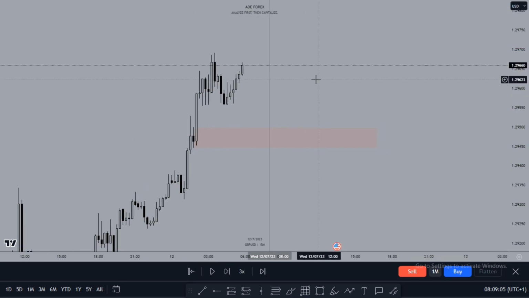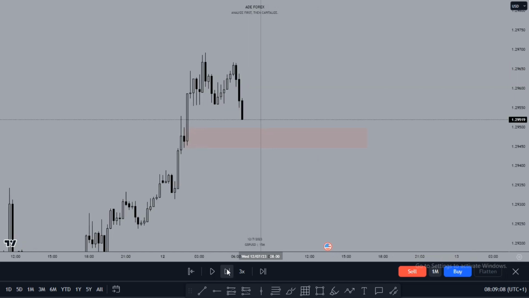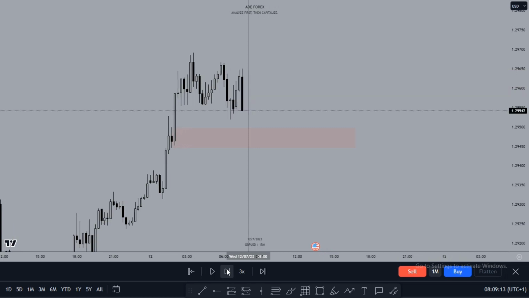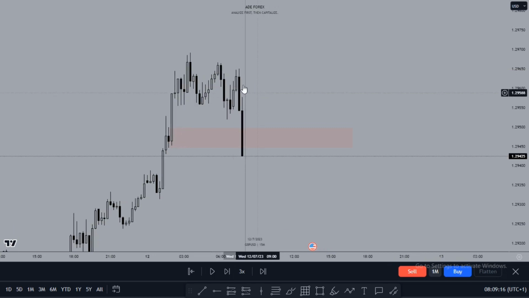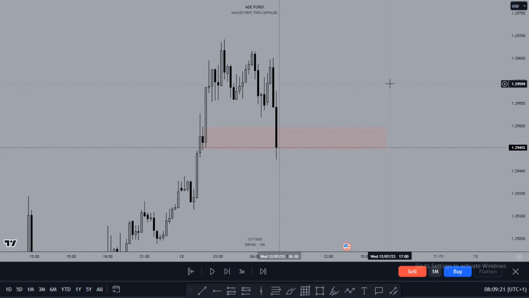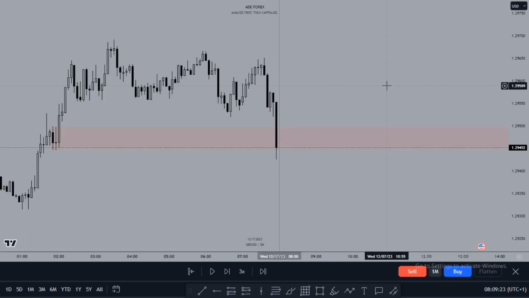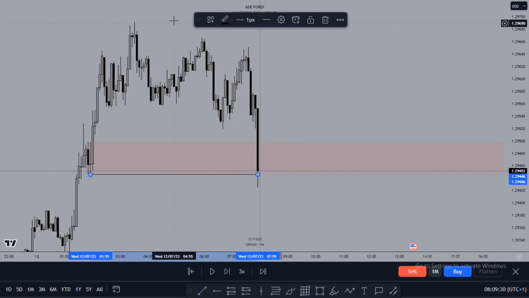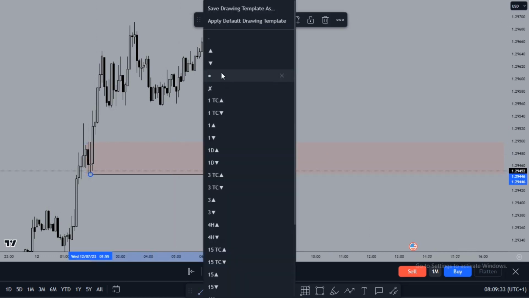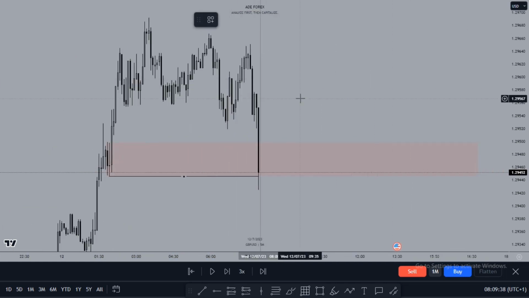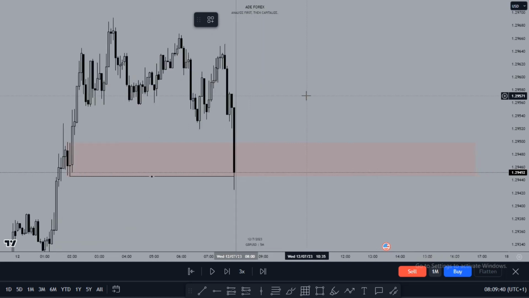Moving forward, we had that push before 8 a.m. I think we tapped into that area before 8 a.m., if I'm right. Exactly, so we tapped into the area before 8 a.m. Moving on to the lower time frame, here we are on the 5-minute time frame. We're taking out the liquidity of the early buyers. My thought process was to wait for my confirmations here.